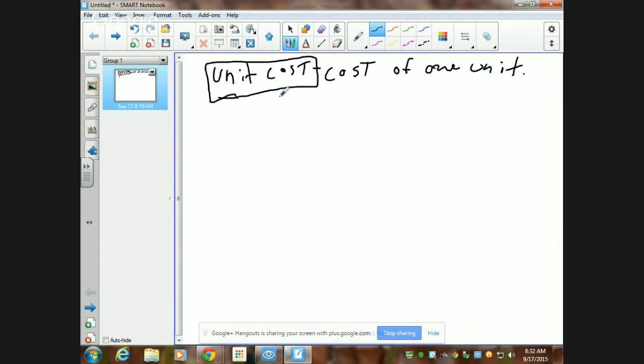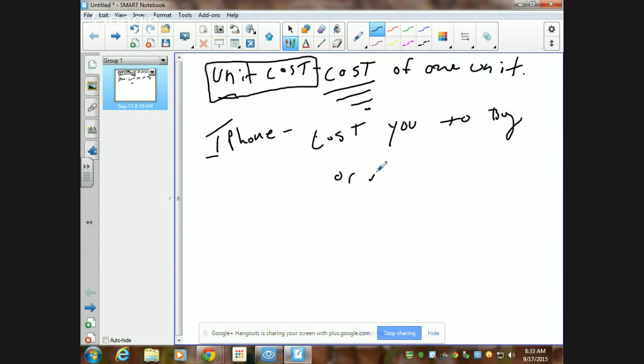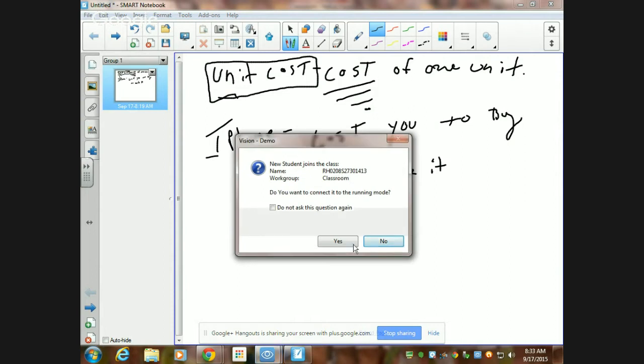So when you hear unit cost, if I'm Apple, what's considered one unit? Somebody spit out what they think one unit of an Apple product would be. Like an iPhone, right? All right. Now, cost is not how much you sell it for. Cost is how much it costs you to buy or make it. When you guys do your simulation, you need to figure out unit cost.